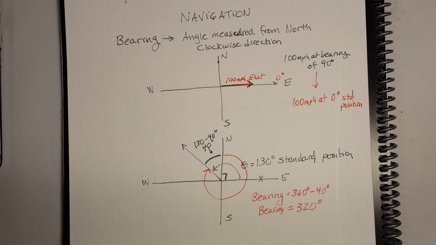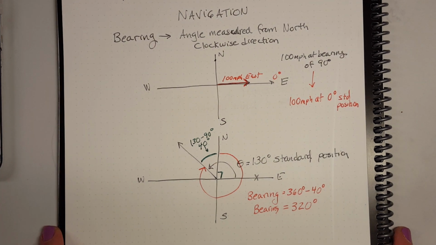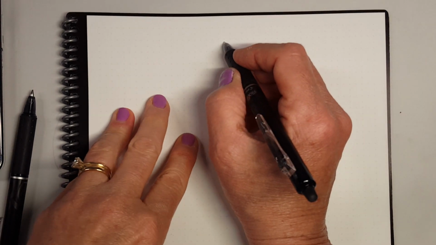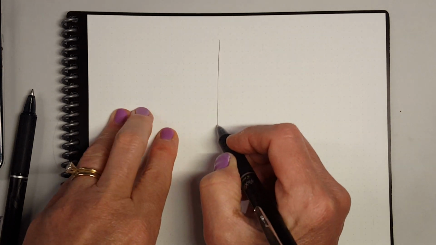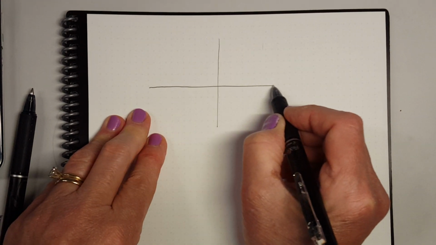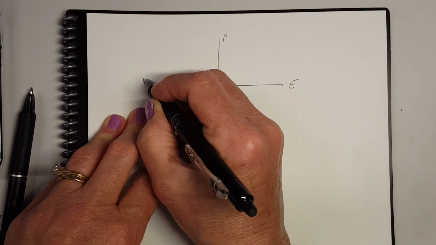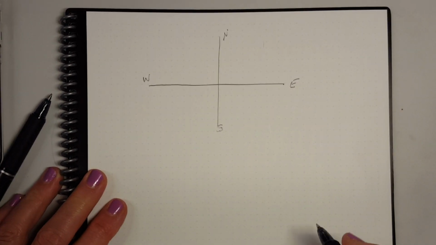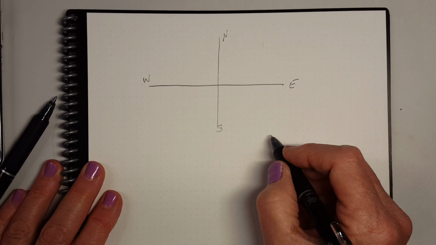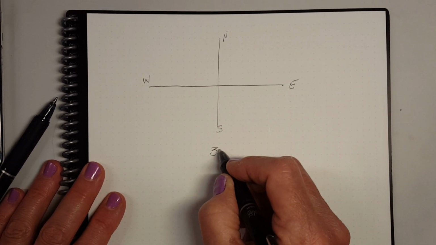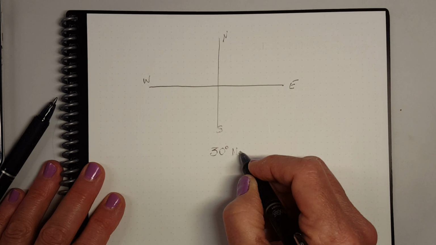Now there's one other way that we measure direction that's a common way. And this last way is in navigation again. This is the common language for navigation. So if I set up a north, south, east, west grid again, sometimes you'll hear something that says maybe traveled 30 degrees north of west.